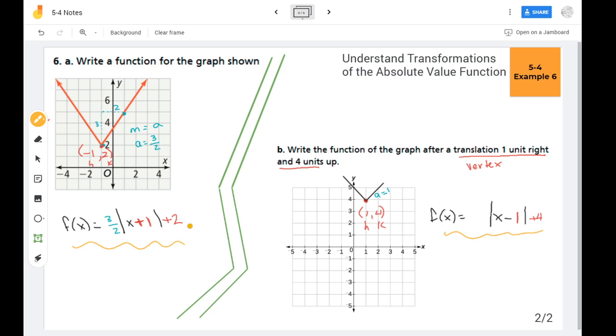So there we have it. That is understanding transformations of the absolute value function.